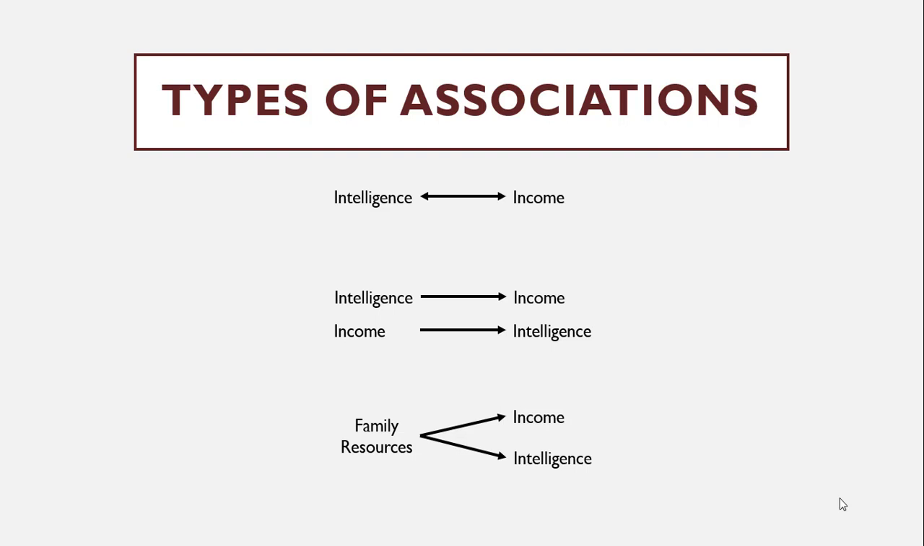And so these are the three types of models. This first model, where we have intelligence and income and they're connected with that bidirectional arrow, so it could go either way, both ways, that's what we typically think of as a correlation.